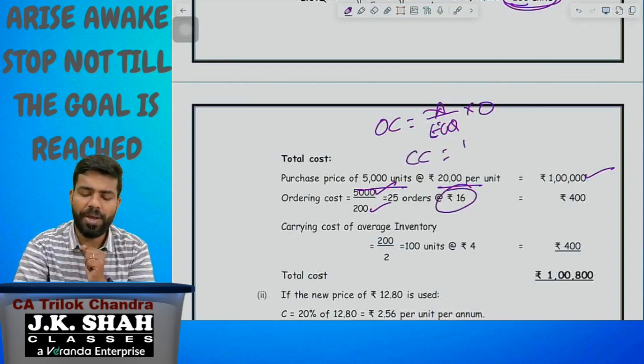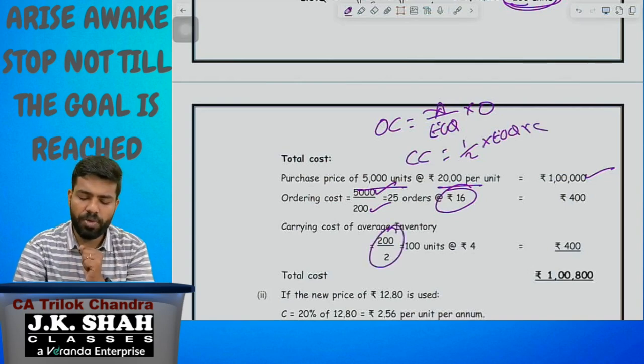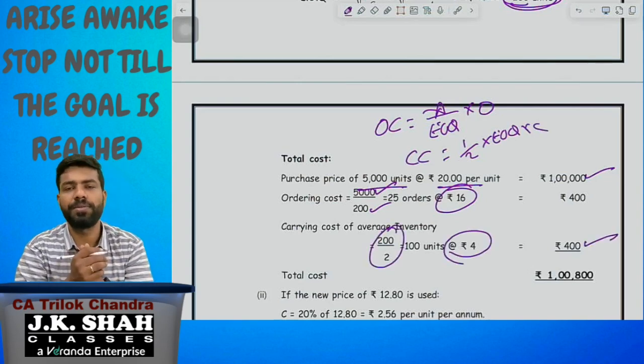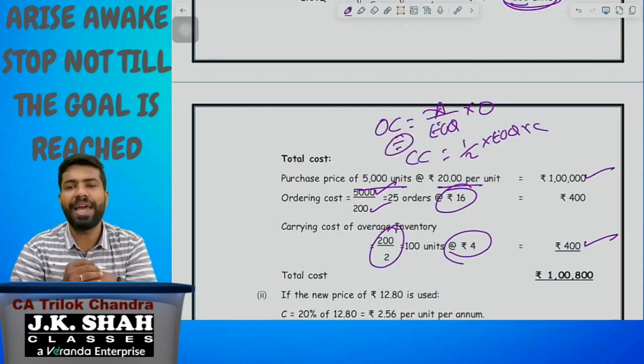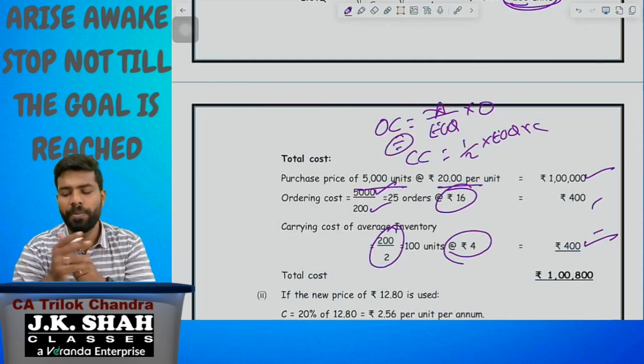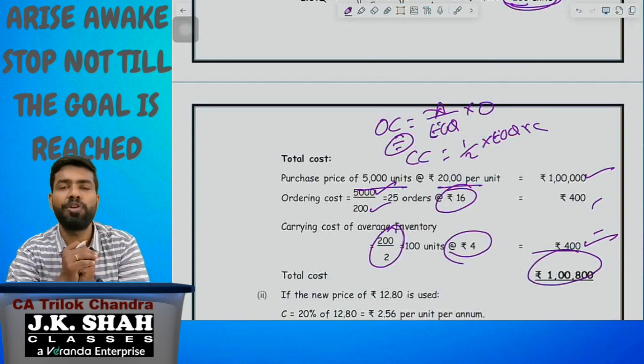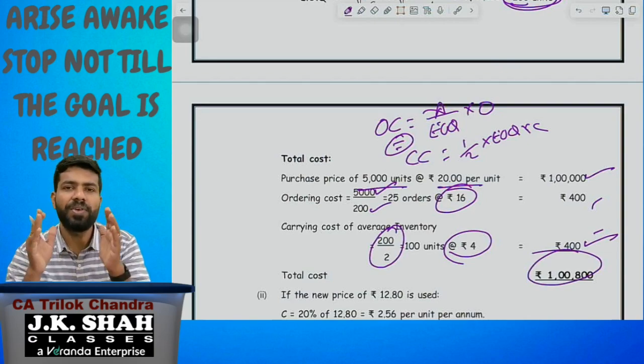Carrying cost. What is the formula? Half of EOQ into C. So half of EOQ into C, 400 rupees. And one more thing: at EOQ, we already discussed that ordering cost equals carrying cost. 400, 400. Make a total: 1 lakh 800 rupees. All of you clear about this?